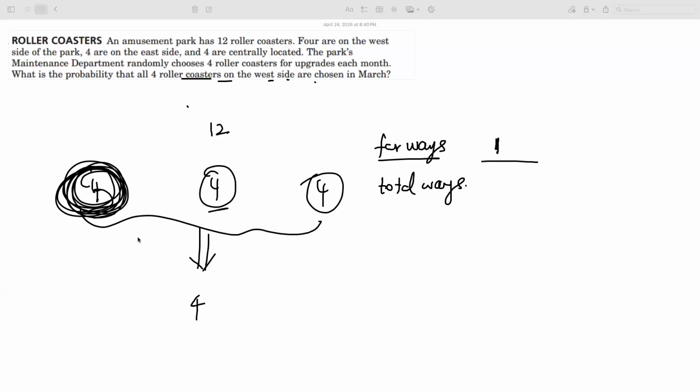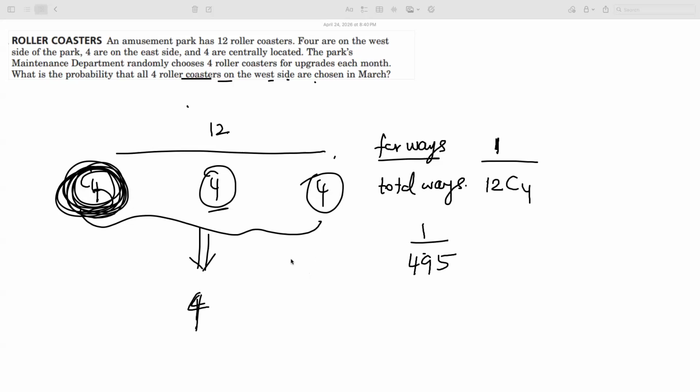Total number of ways means there are 12 total. Of that I have to choose 4. In how many ways can I pick up 4 out of the 12? It can be A, B, C, D. It can be B, C, D, E. It can be any 4, right? So I can represent it as 12 choose 4. So is 12 choose 4 495, Jaya? Yes, ma'am. What is 12 choose 4?